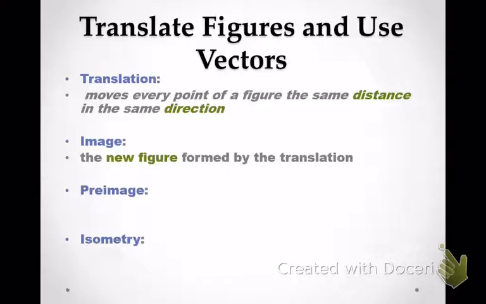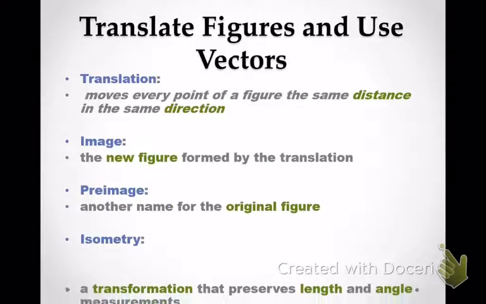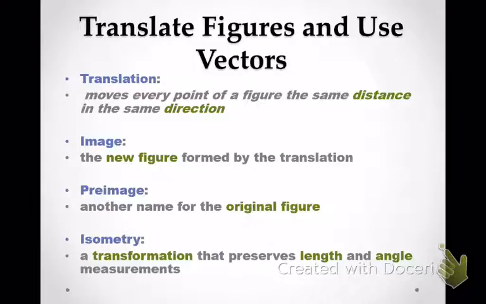So the image is the new figure. What you started with is the original figure. That's called the pre-image. You usually think of the image as the first thing you take the picture of, but it's not. What you start with is the pre-image, and then what it moves to is the image. Isometry. Iso means equal. Metry means size, or length, or measure. So a transformation that preserves length and angle measure is an isometry. A translation is an isometry.